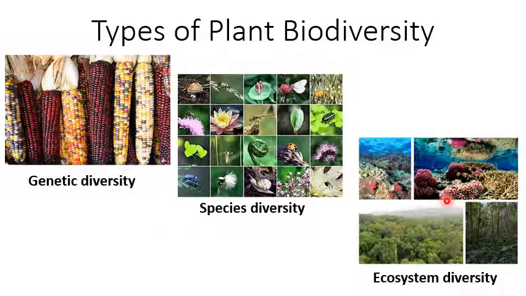And in the third picture you can see ecosystem diversity. This is an aquatic ecosystem, this is an aquatic ecosystem, this is a terrestrial ecosystem, and here you can see different trees, so a tree ecosystem is there. So there are differences in ecosystems, differences in species, and differences in genetic diversity also.